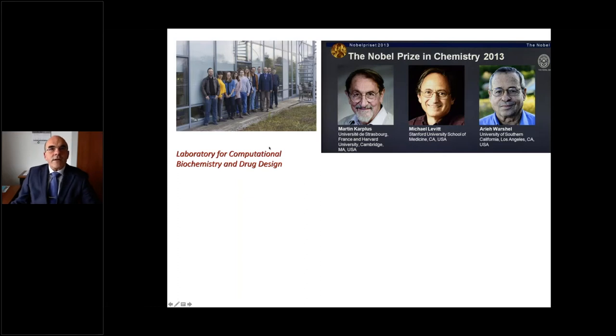This is my group here. The photo was taken a couple of years ago, with all visitors and students. And what we are doing is basically we try to understand the function of biological macromolecules, and the application is drug design. And since proteins are large molecules, it's absolutely necessary to proceed with a hierarchical treatment that is called multiscale modeling.